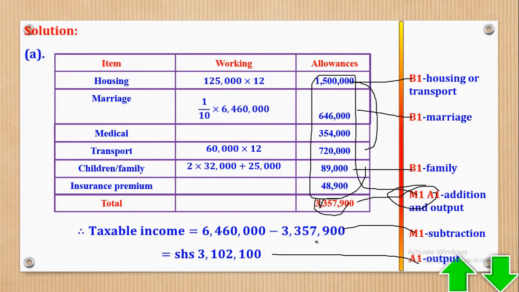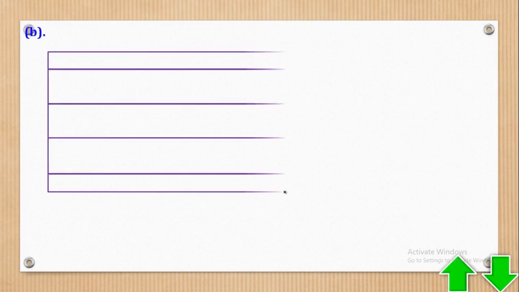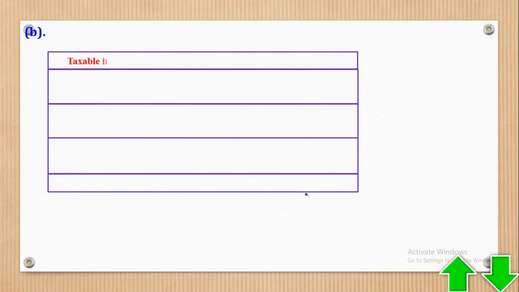So now that you have got the taxable income, we can go back and get the income tax paid. For the income tax paid, you have to remember the structure. Remember we are given this structure for taxable income. Let's first look at it.